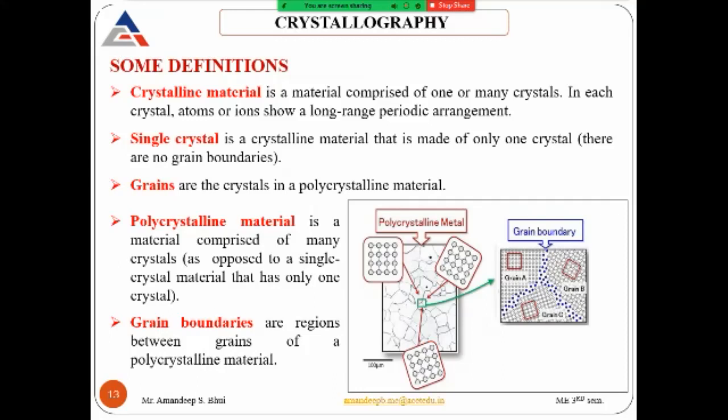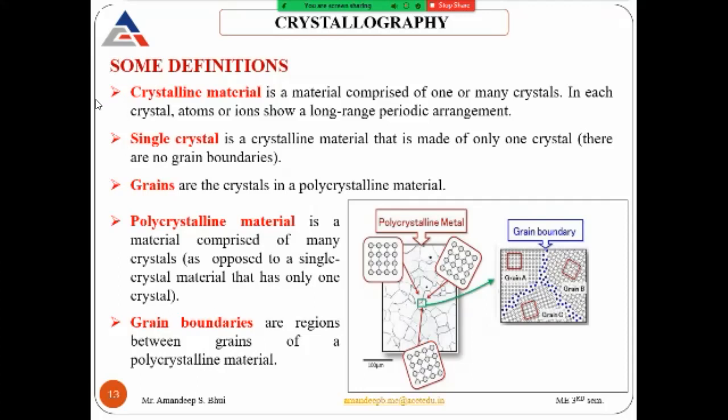Then what is a single crystal? A crystalline material made up of only one crystal. Okay. There are no grain boundaries. So this is known as a single crystal, or it is also called monocrystal. Okay. If you look into the unit cell of the crystal, that unit cell repeats itself throughout the volume of the crystal. So hence it is known as single crystal or monocrystal.